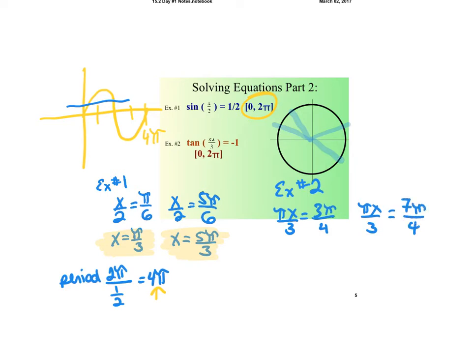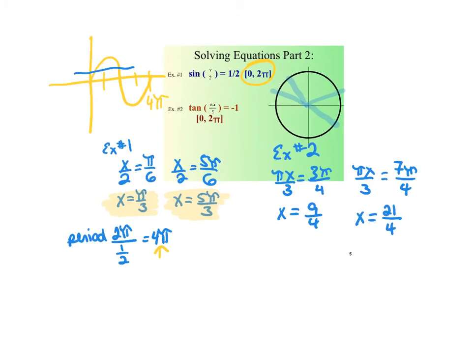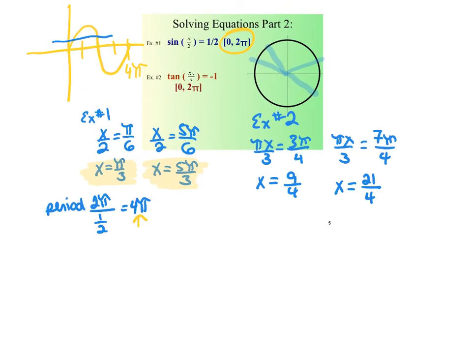And then we do a little cross multiplication. The pi's are going to cancel, and it looks like I'll get 9 over 4. And the pi's are going to cancel, and I get 21 over 4. Okay, little different question. Now I have to figure out the period. Well, the period of tangent is just pi. I'm going to divide that by pi over 3. If you multiply by the reciprocal, you're just going to get a period of 3.